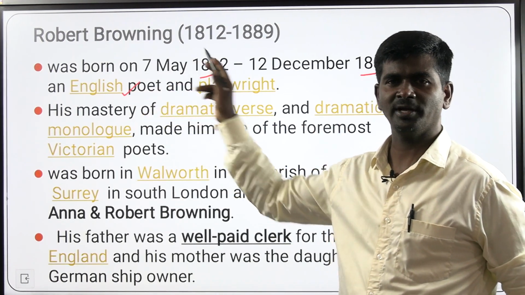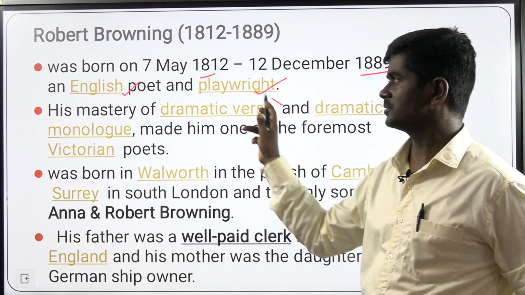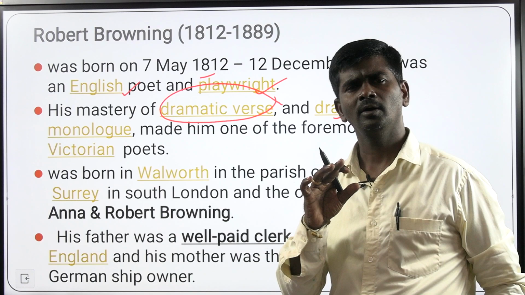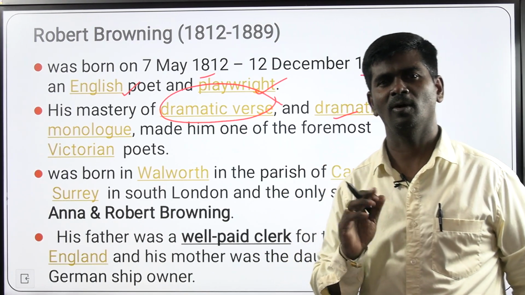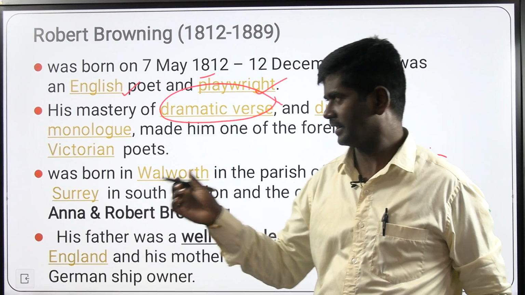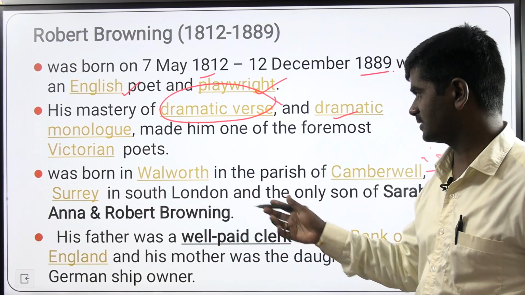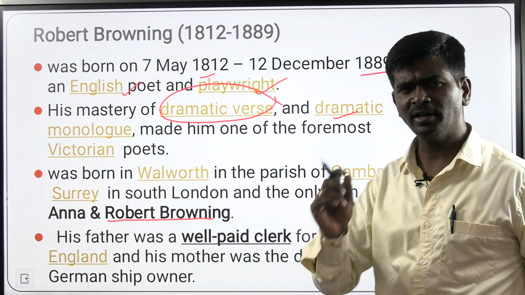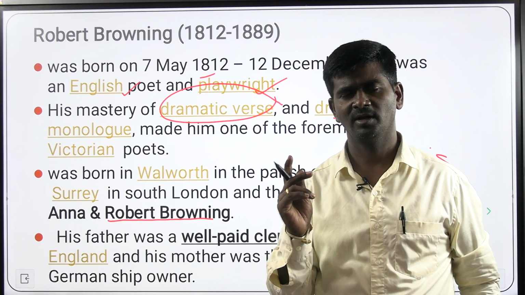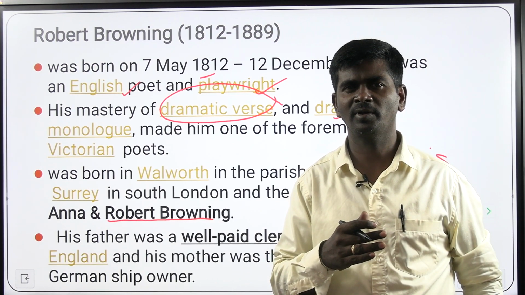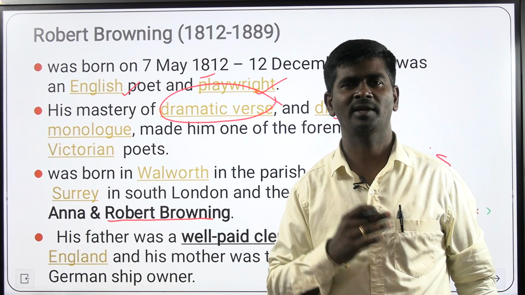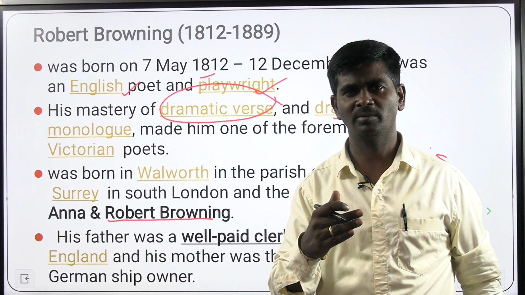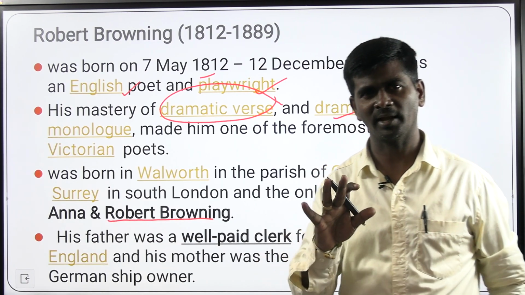He was a popular English poet and playwright. Next, he is popular for dramatic works and dramatic monologue. Very important one. Who is a popular writer of dramatic monologue? Robert Browning. And next, he was born in Walworth, Surrey, South London, and his parents were Sarah Anna and Robert Browning. One interesting feature of Robert Browning is his father's name is Robert Browning, his name is Robert Browning, his son's name is Robert Browning. Okay, remember, Robert Browning's father Robert Browning, his name Robert Browning, and his son's name is Robert Browning.